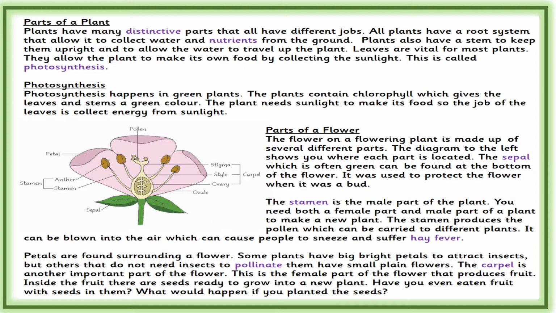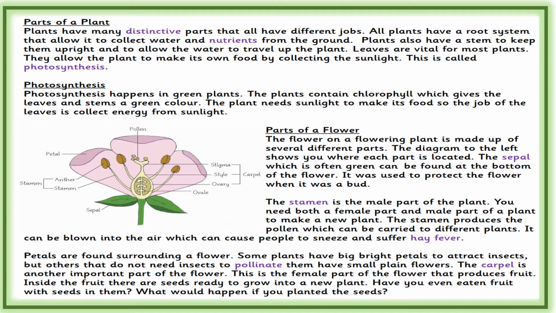Photosynthesis. Photosynthesis happens in green plants. The plants contain chlorophyll, which gives the leaves and stems a green colour. The plant needs sunlight to make its food, so the job for the leaves is to collect energy from the sunlight.